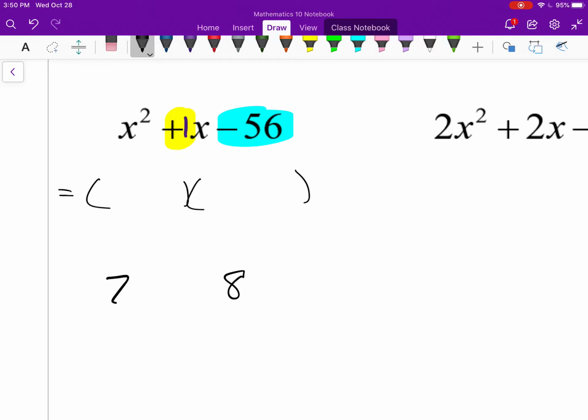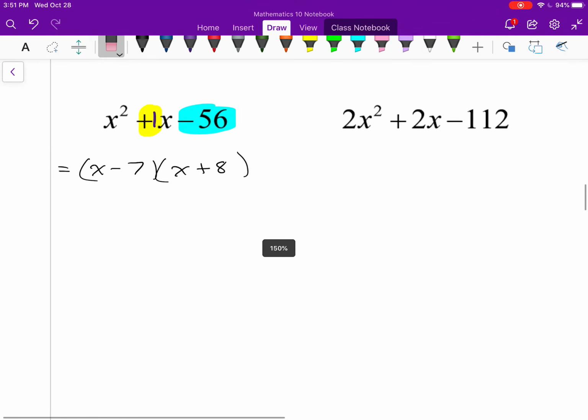Well, if it's going to add to positive 1, that will work if I make the 8 positive and the 7 negative. Notice if I have negative 7 times positive 8, I get negative 56. Negative 7 plus 8 is positive 1, which means I know my factors are x minus 7 and x plus 8. OK, so somehow that connects to the next two. So how is that going to happen? Let's look at the next one.